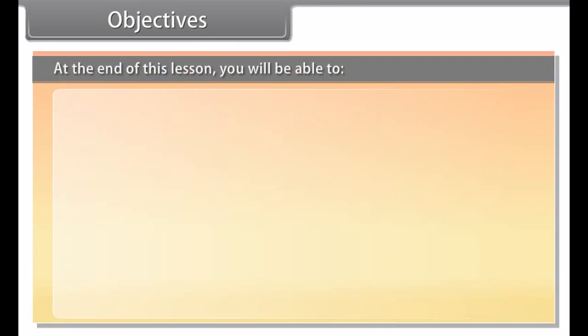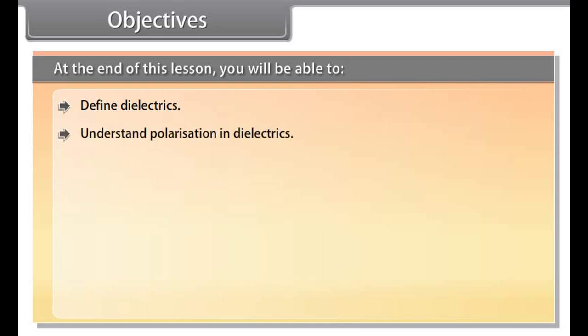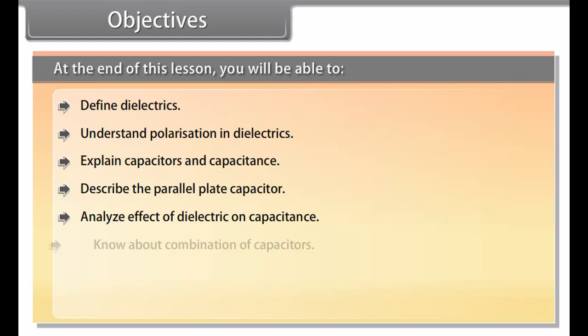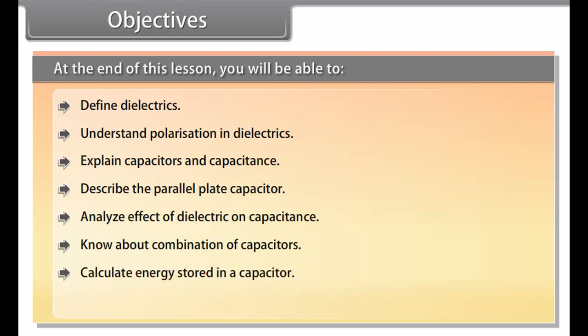Objectives. At the end of this lesson, you will be able to define dielectrics, understand polarization in dielectrics, explain capacitors and capacitance, describe the parallel plate capacitor, analyze the effect of dielectric on capacitance, know about combination of capacitors, calculate energy stored in a capacitor, and understand the Van de Graaff generator.